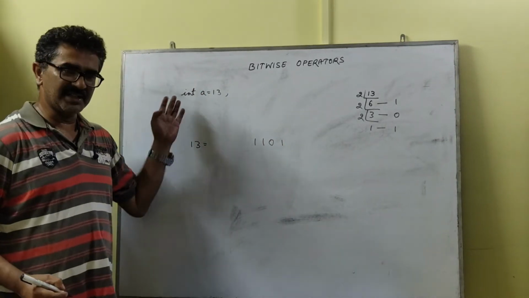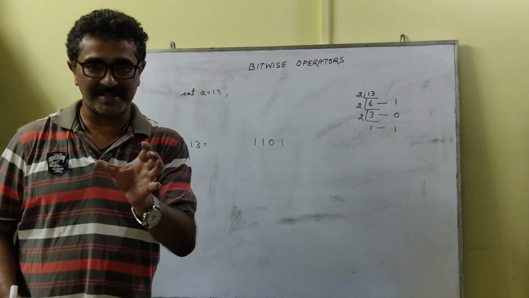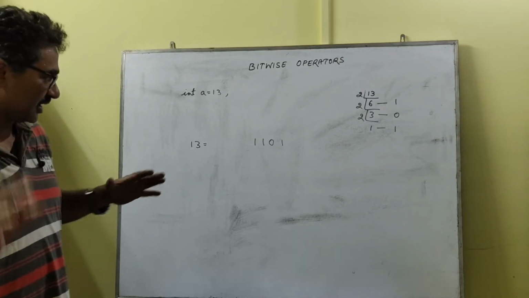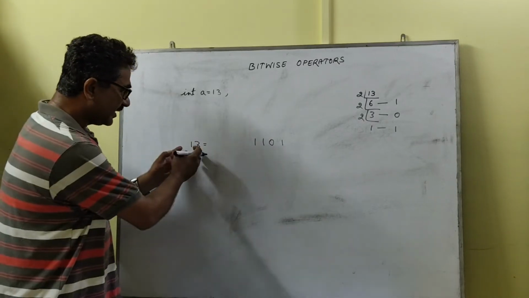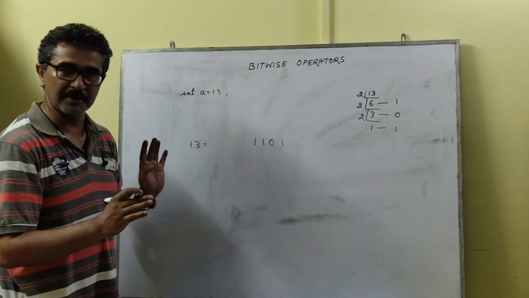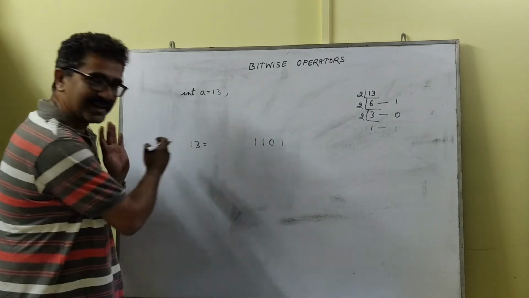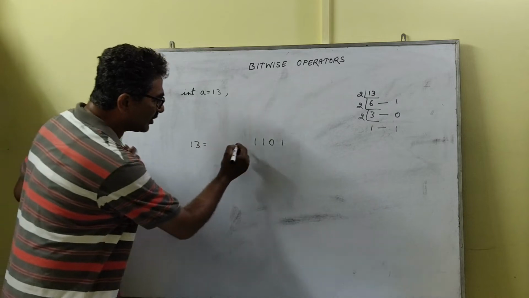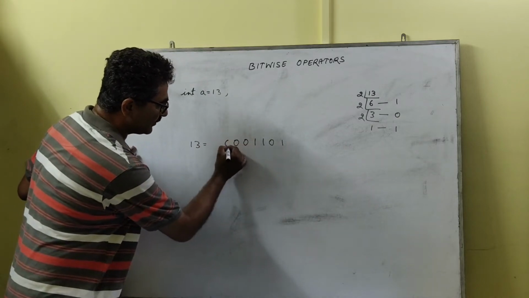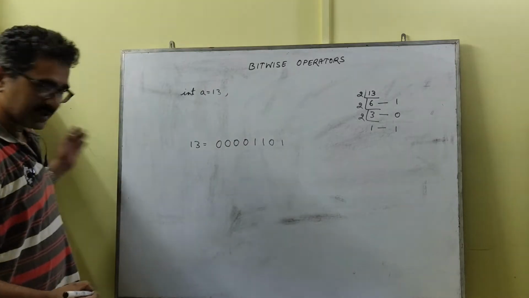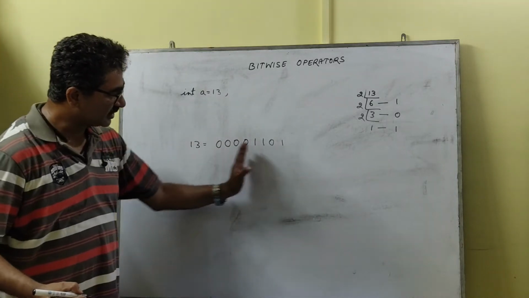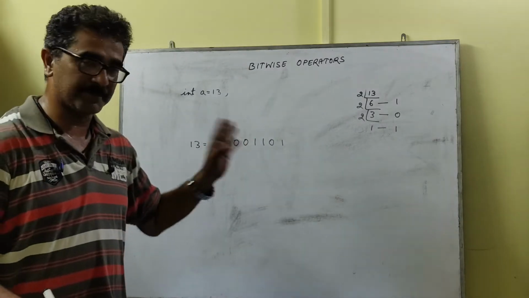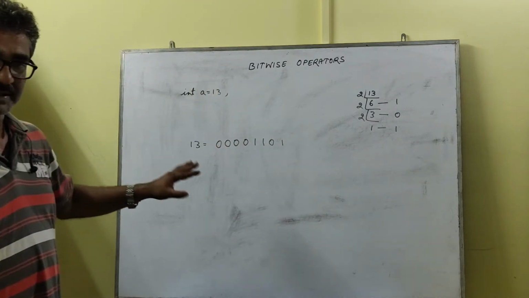Now we know that the integer type variable occupies 32 bits. That is, there are 32 spaces to represent an integer. Now what actually happens is 13 requires only 4 bits to represent itself. So therefore the remaining 28 bits will be filled up with 0. For simplicity, we are only going to write the last 8 bits. So you see, in fact, all the remaining 28 bits are 0. So the internal representation of 13 inside the variable a is actually this. This is what happens when you write int a equal to 13.